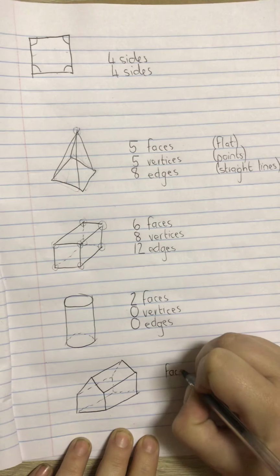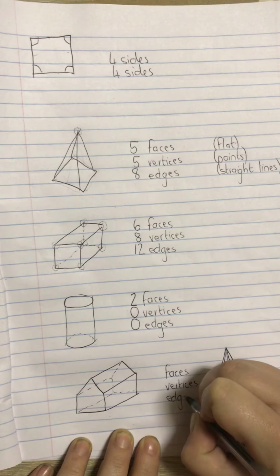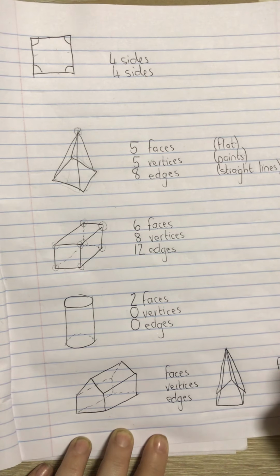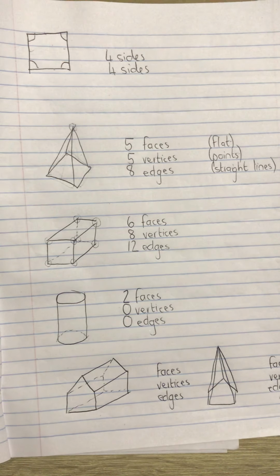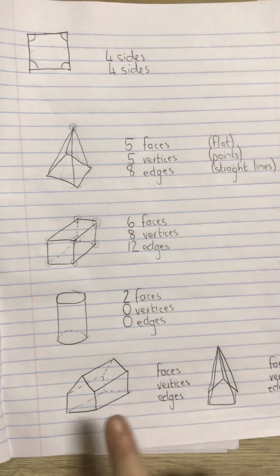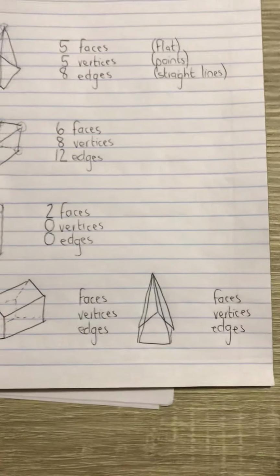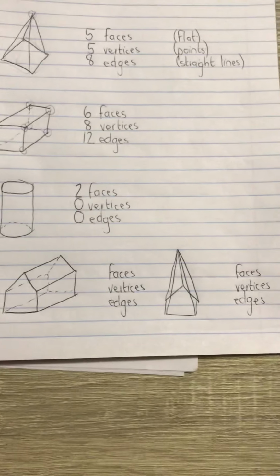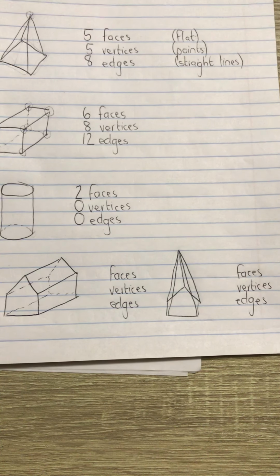Okay, so faces, vertices, edges, faces, vertices, edges. I want you to try and answer these two quickly. Take your time. Get a scrap piece of paper or use the back of your grammar paper. I really don't mind. And with a pencil, you don't even have to try and draw the shapes. You can just look at these shapes on my page, and try and fill in the faces, vertices, and edges for me quickly.